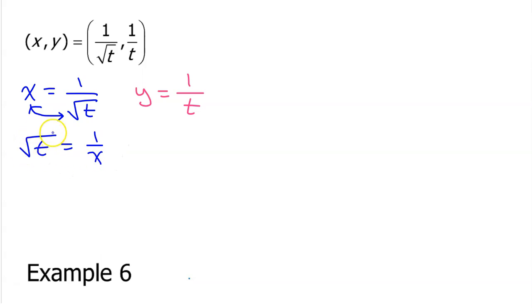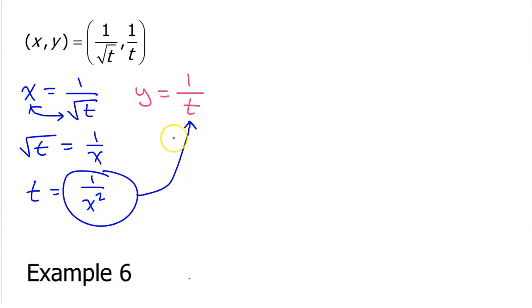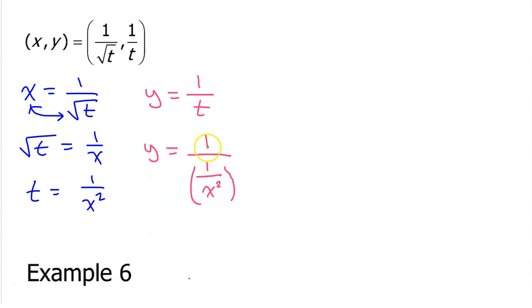To get rid of the radical, we are going to square both sides. So that will give us t is equal to 1 over x squared. Next, we will substitute this in right there. So we get y equals 1 over x squared. When you put 1 over a fraction, it means take the reciprocal of that fraction. Or you could just think to yourself, whenever you divide by a fraction, you simplify by multiplying by the reciprocal. Either way, we're going to end up with y equals x squared.